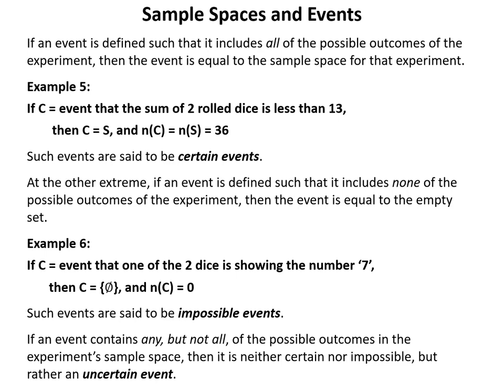Now, such events are said to be certain events because for the event C, if the experiment is that we roll 2 dice, then we are certain that the sum will be less than 13. There's actually no uncertainty there.